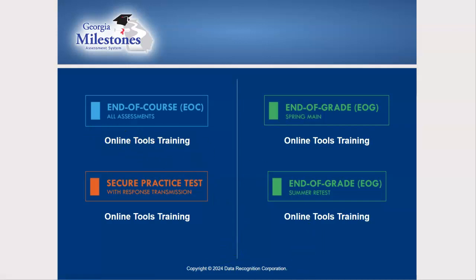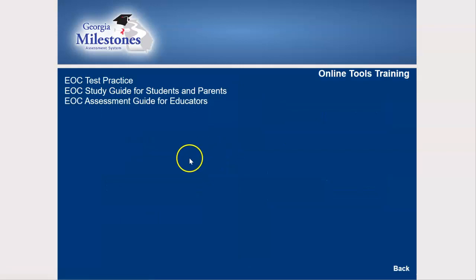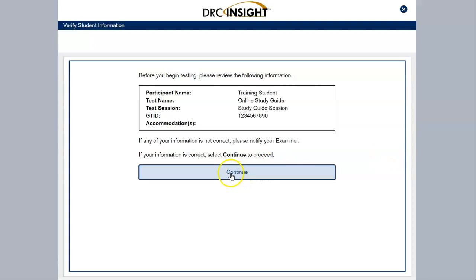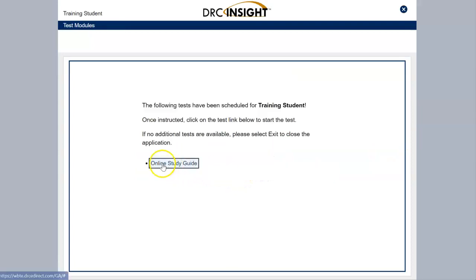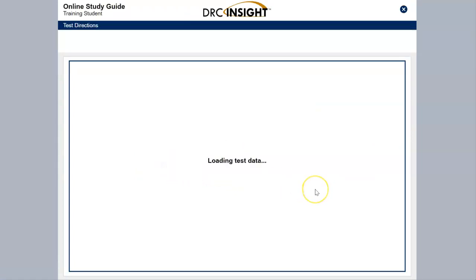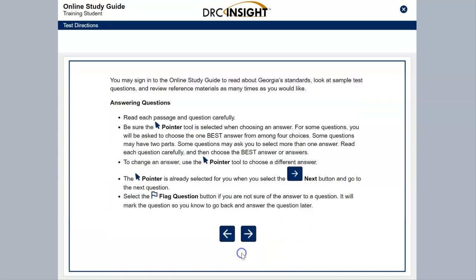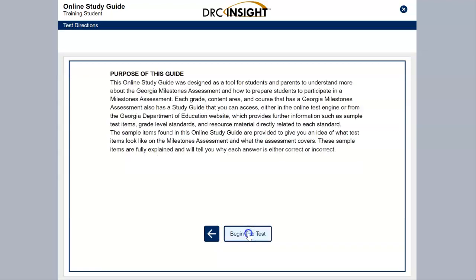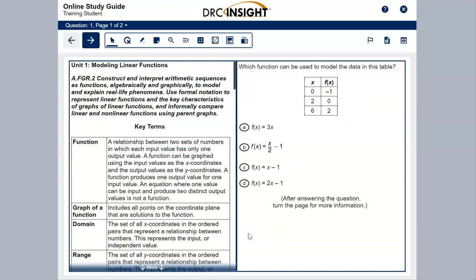To get to this page, go down to the show notes, get the link, click on it and join me. Click here to begin, then click Study Guide for Students and Parents. Then click Algebra Concepts and Connections. Once this is loaded, click on Online Study Guide and click through this tutorial. If you've watched the other videos, we have to do this each and every time. It would be kind of nice if they let us bypass the tutorial once we've done it. All right, begin the test.